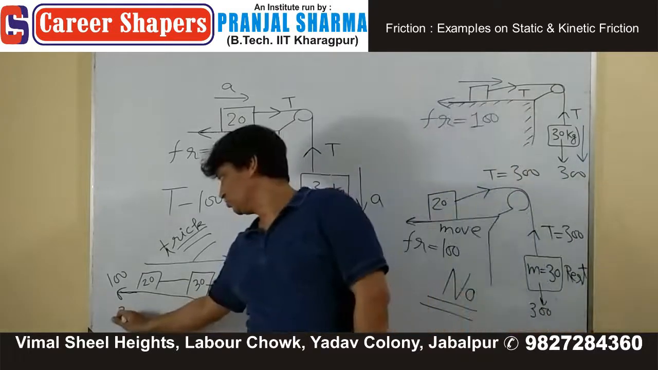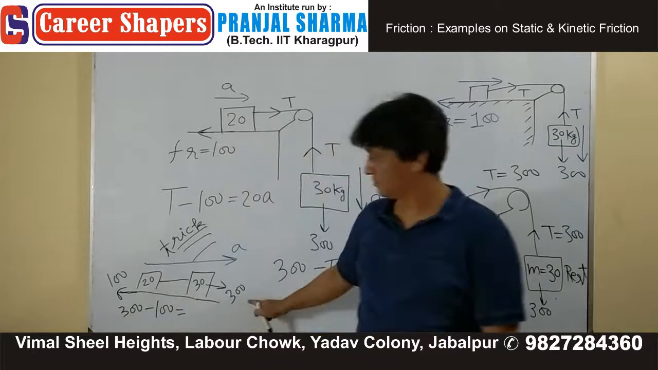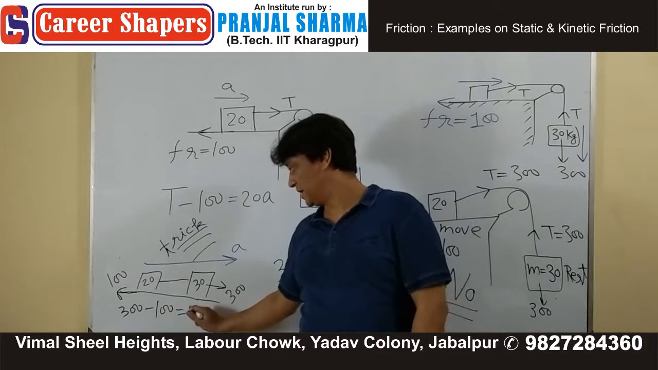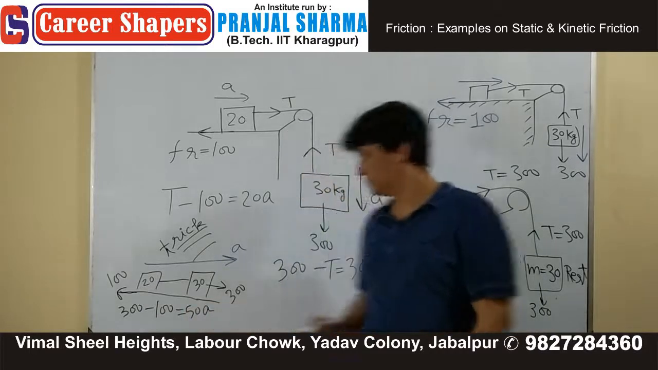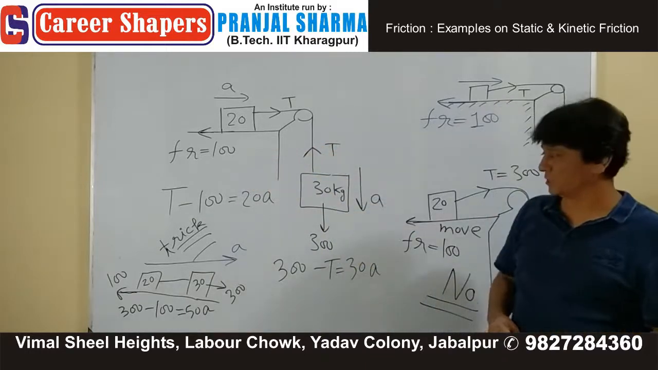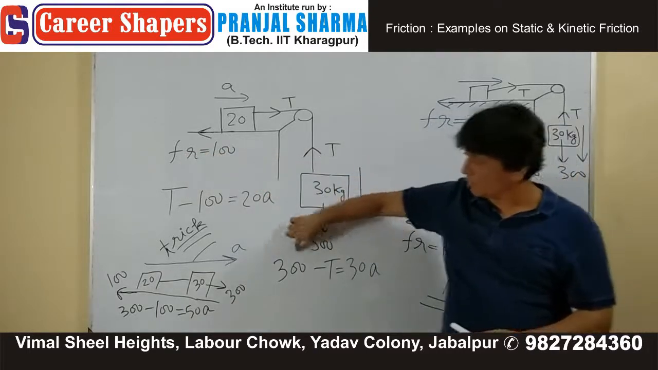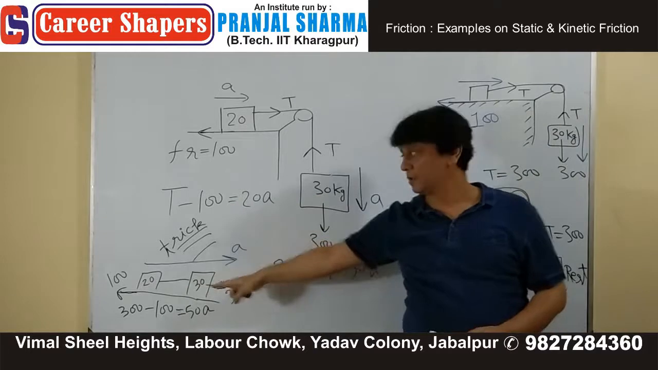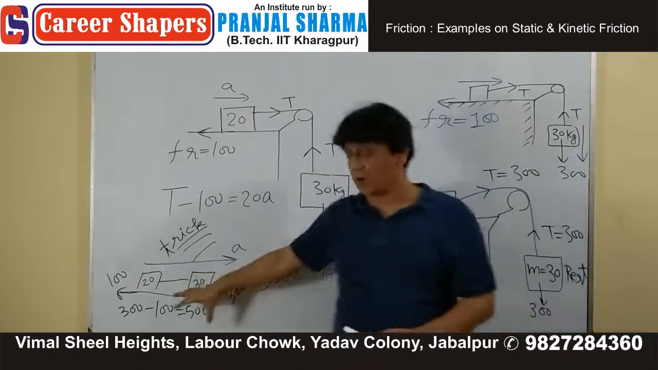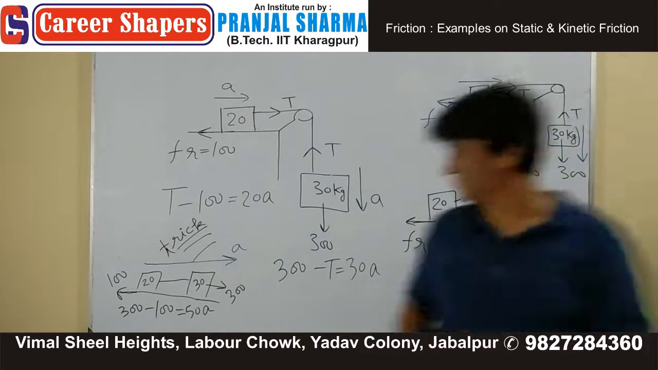So how do you write the equation? Equation is this: 300 minus 100 is what? Mass. How much mass? 30 plus 20, 50 into A. Which is nothing but this equation plus this equation. When you add this and this, T and T gone. 300 minus 100, 20A, 30A, 50A.